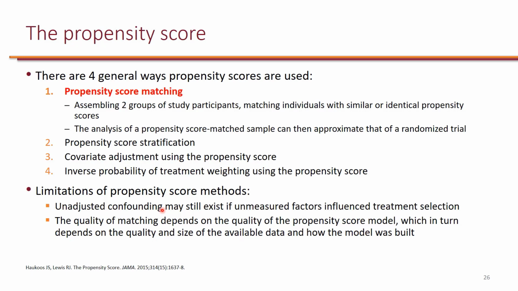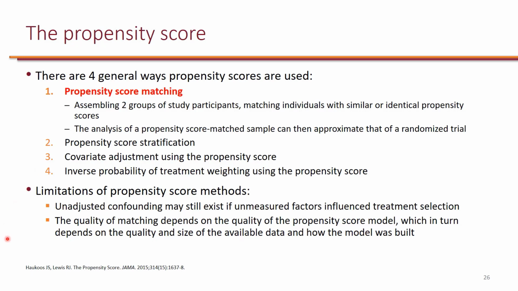With propensity score matching, basically individuals are matched with similar or actually identical propensity scores. So let's say a patient is in group A with a certain propensity score, there will be another patient with the same propensity score that goes into group B, and that's how they match the two groups. This is the best thing we can do since we cannot do randomization. And of course, since this is not randomization, there are some limitations to it.